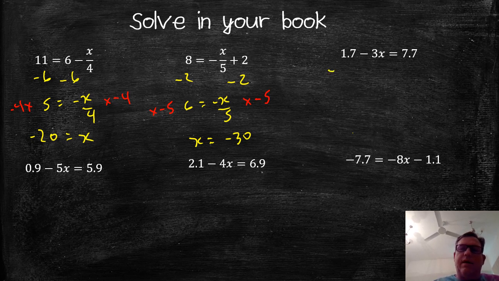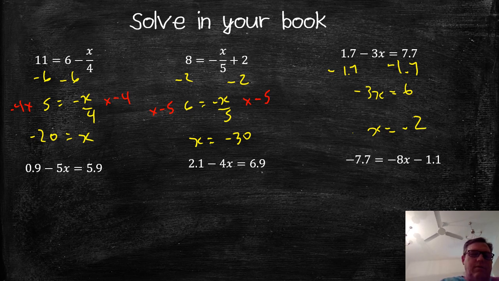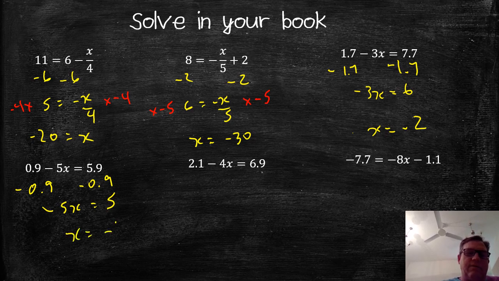Next one, we're going to take away 1.7. So minus 3x equals 6. Divide by minus 3, x equals minus 2. Now we're going to subtract 0.9. We always do the opposite, and the original equation has a positive 0.9. So that's going to leave me with minus 5x equals 5. Divide by negative 5, x equals negative 1.